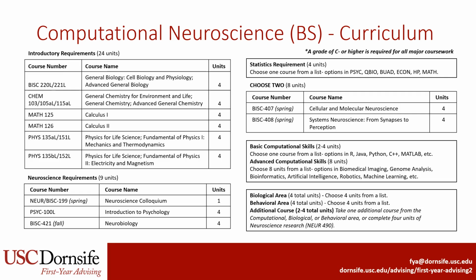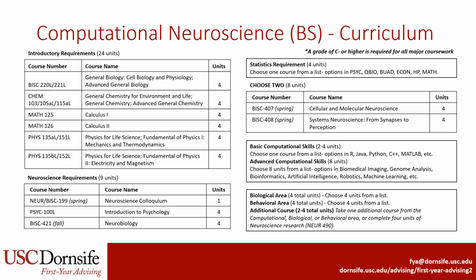The final degree is the Bachelor of Science in Computational Neuroscience. There are 24 units of introductory requirements consisting of general biology, chemistry, calculus 1 and 2, and physics. Students are also required to complete a statistics course, and there are options in various departments to select from. This degree has the same 9 units of neuroscience requirements and 8 units of upper division courses as the neuroscience degree. What sets this major further apart from neuroscience is the programming requirement and options of area-focused electives.